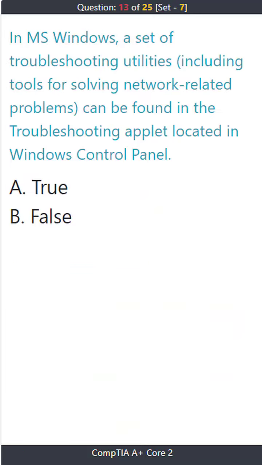Question 13. In MS Windows, a set of troubleshooting utilities, including tools for solving network-related problems, can be found in the troubleshooting applet located in Windows Control Panel. A. True. B. False.